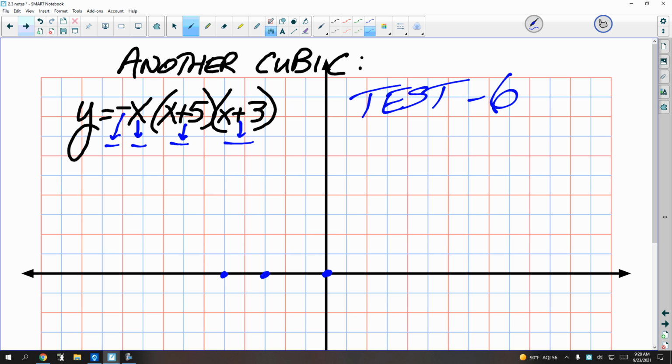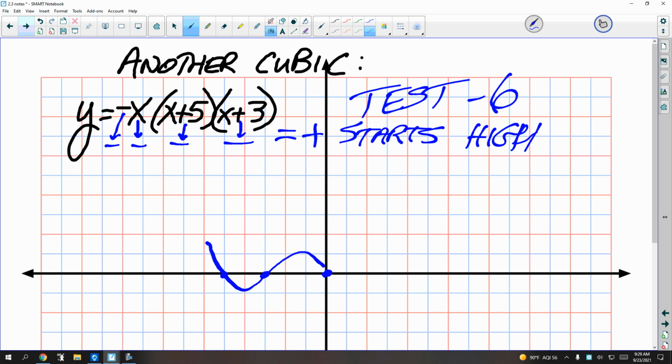So I don't even care. I don't even want to use the rule: 2 negatives is a positive. But you're going to get the same answer. So what's a negative and a negative and a negative and a negative? It's positive. So this one starts positive. Okay. So here we go. 1, 2, 3. Now you could go back to your notes and see what it's supposed to look like, or you could just trust the math.